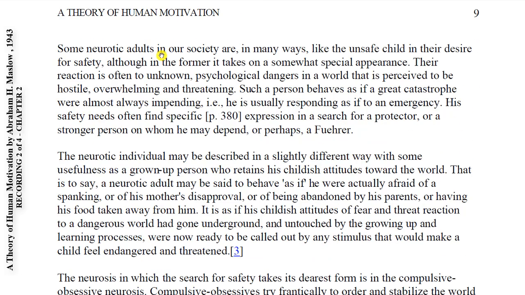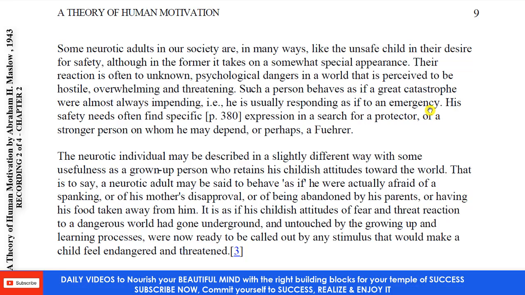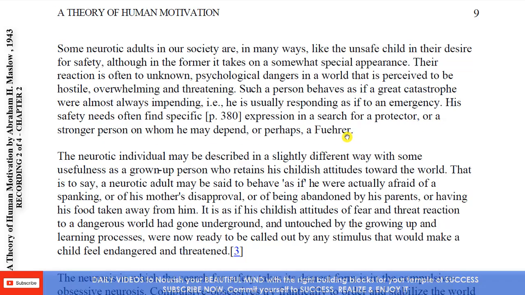Some neurotic adults in our society are, in many ways, like the unsafe child in their desire for safety, although in the former it takes on a somewhat special appearance. Their reaction is often to unknown psychological dangers in a world that is perceived to be hostile, overwhelming, and threatening. Such a person behaves as if a great catastrophe were almost always impending, i.e., he's usually responding as if to an emergency. His safety needs often find specific expression in a search for a protector or a stronger person on whom they may depend, or perhaps a Führer.